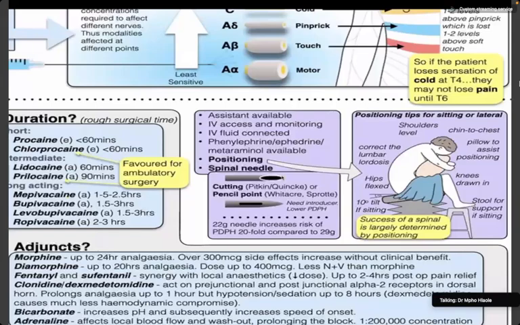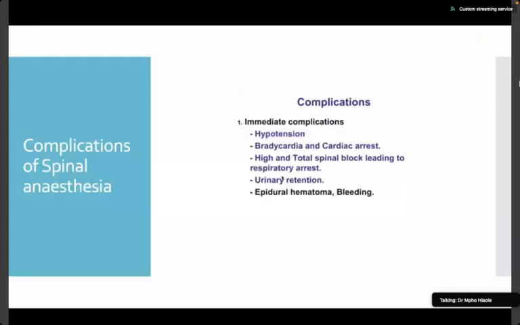Okay, so this is just a repetition of what I've said already. Your immediate complications will be hypotension. After the spinal, you get a bit of bradycardia, you get cardiac arrest, you can get high spinal or total spinal block. There's also urinary retention, there's epidural hematoma bleeding. I didn't speak about post-puncture headache. They can also get that as well.